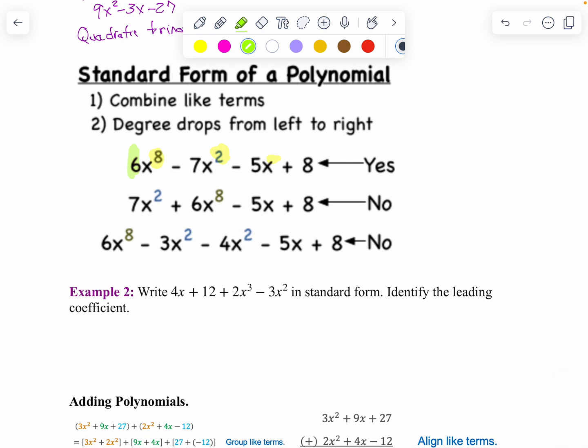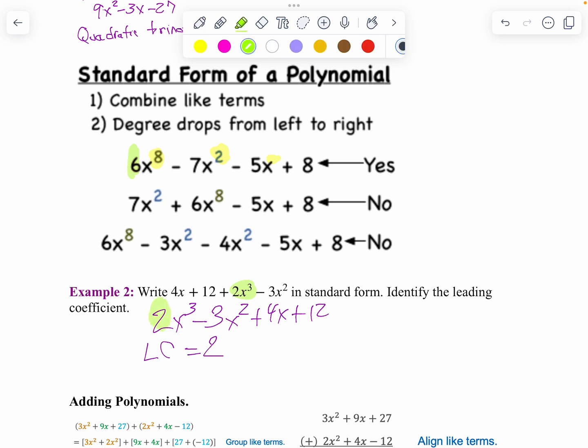So in example 2, I'll find my biggest term. Notice that's 2x cubed, so I'm going to write that first. So I'm going to say 2x cubed. The negative goes with the coefficient, so minus 3x squared plus 4x plus 12. My leading coefficient is going to be 2 because it's the number in front of my biggest exponent.